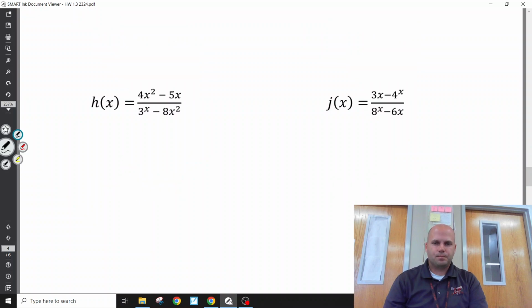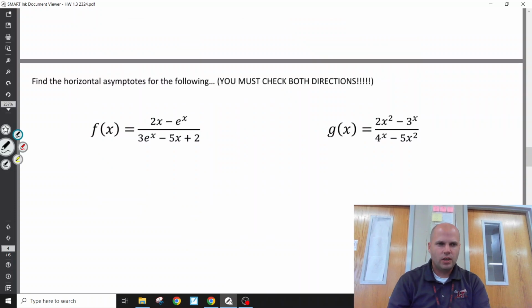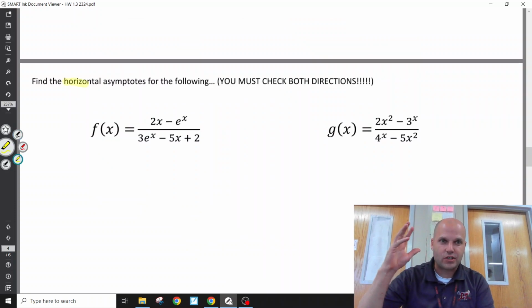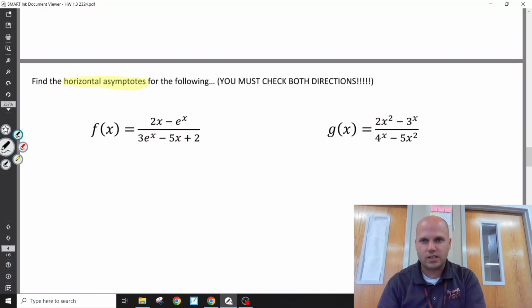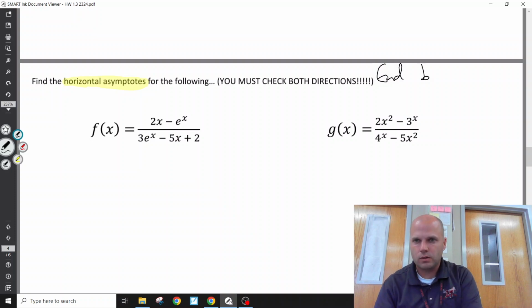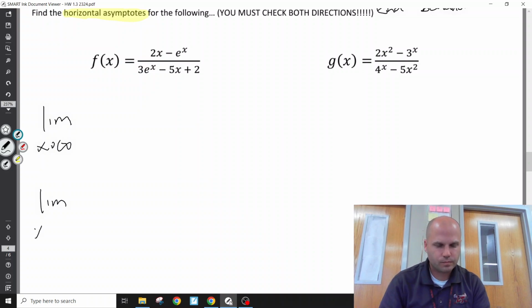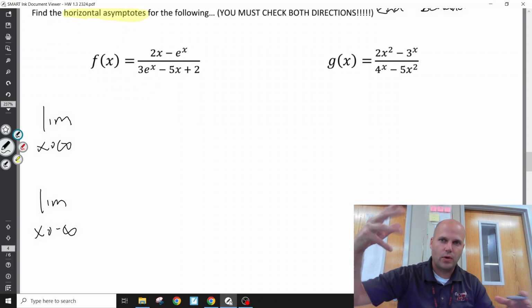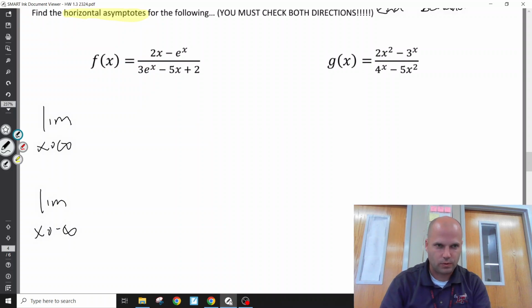Okay? Now, these last 4, you're asked to find the horizontal asymptotes. When you're not given a limit, you're just asked to find the horizontal asymptotes, you're asked to determine the end behavior. You must look both to the right and to the left. You've got to look in both directions, and I think all the ones that I gave you have 2 different answers just to try to trick you. It won't always be the case, but they try to trick you for this one.